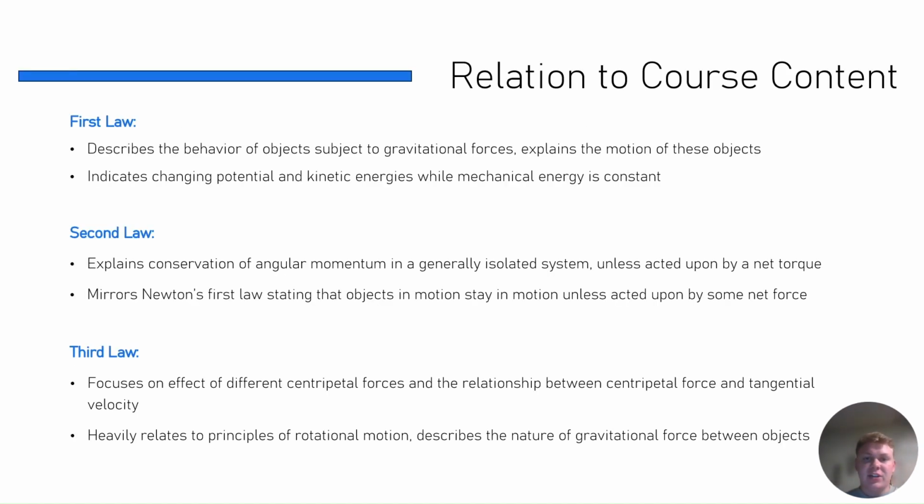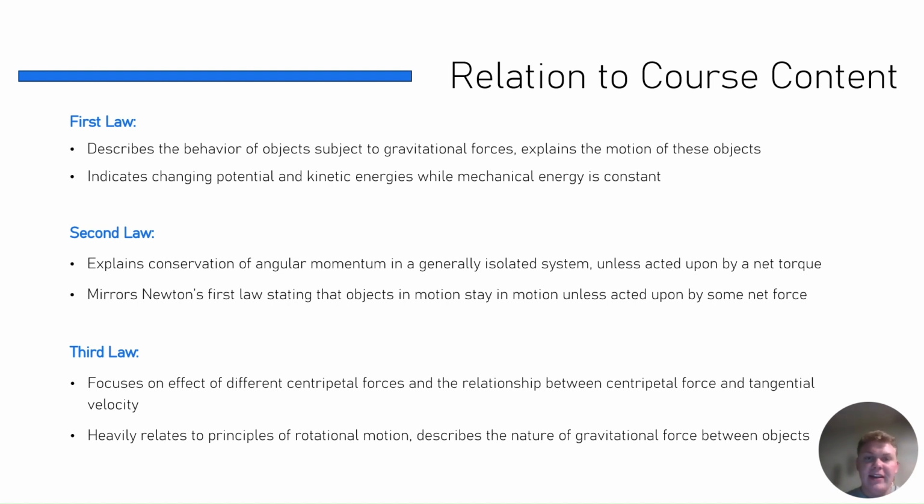Kepler's first law describes the physical behavior of objects subject to gravitational forces and helps to describe the motion of these objects. Kepler's first law also indicates the constant conversion of energy between potential and kinetic forms as a planet's velocity changes throughout its orbit, while the force of gravity acting on that planet increases and decreases based on distance.